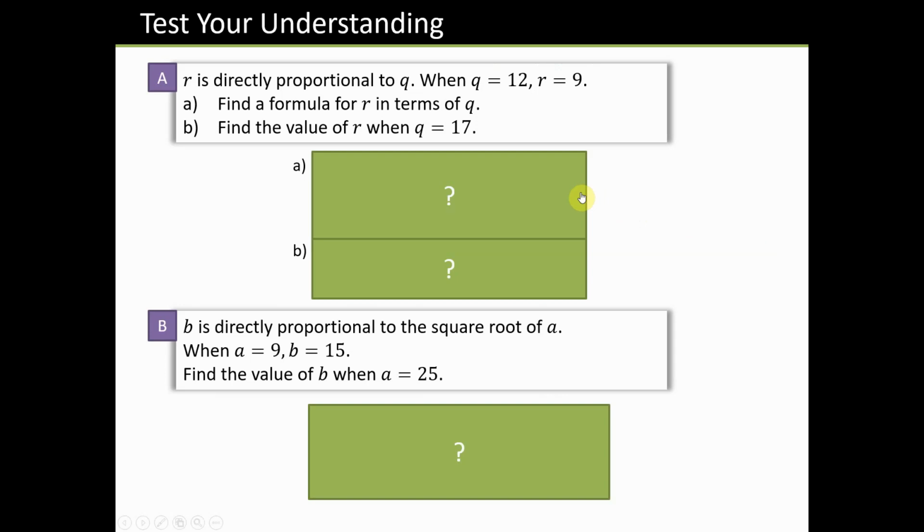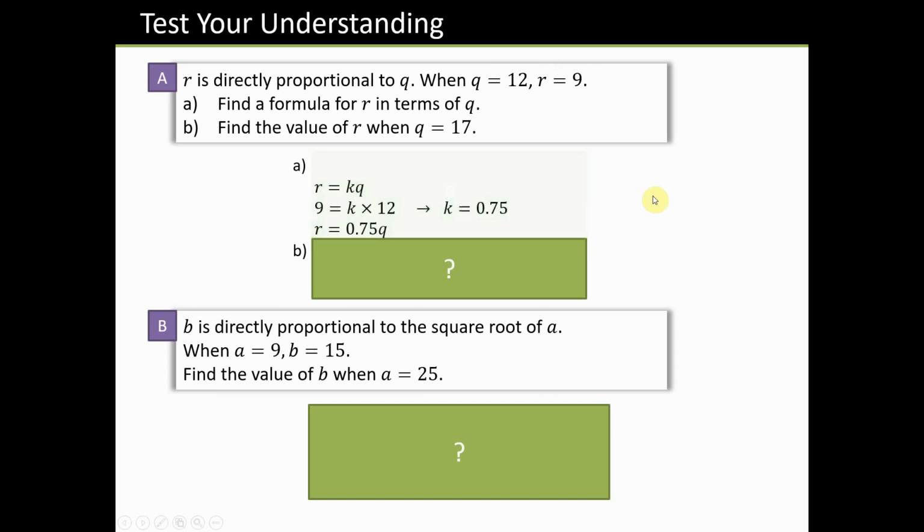Okay, hopefully you've had a go at them. Part A, I'm just going to talk through it. So R is directly proportional to Q. So R equals kQ. We substitute in our values of Q equals 12 and R equals 9 to find that k equals 0.75, and we write the formula back out again. We then substitute in Q equals 17, so 0.75 times 17, we get 12.75.